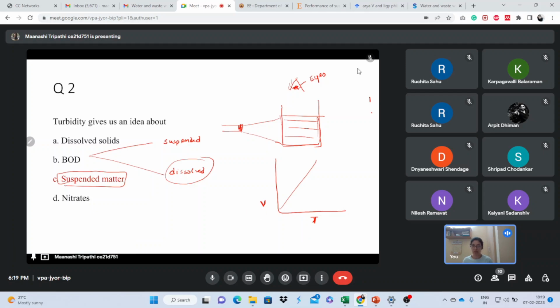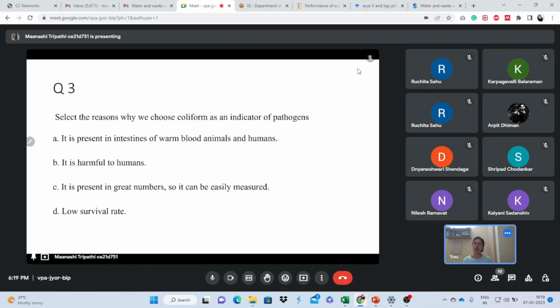Coming to the next question. Question number 3 is: select the reasons why we choose coliform as an indicator of pathogens. What are pathogens, first of all? Can anyone answer?